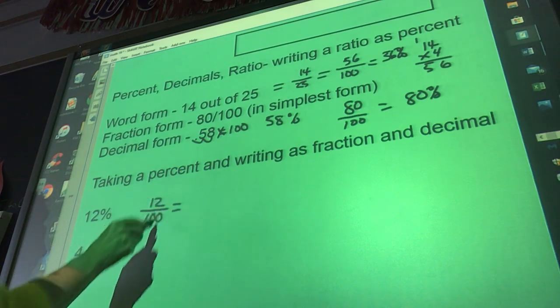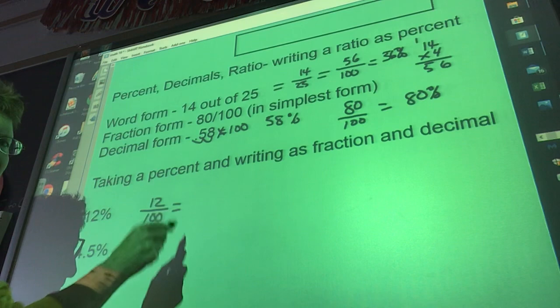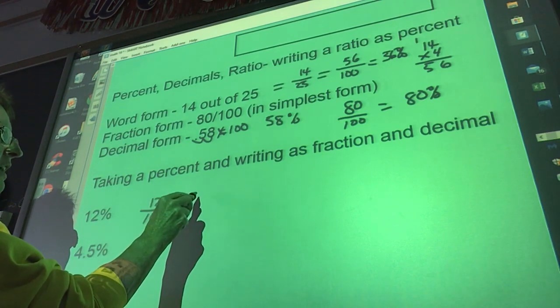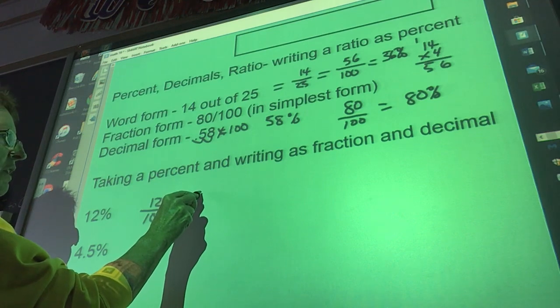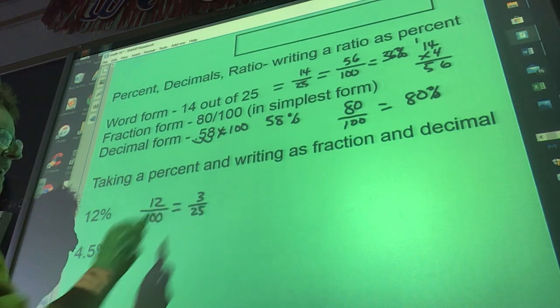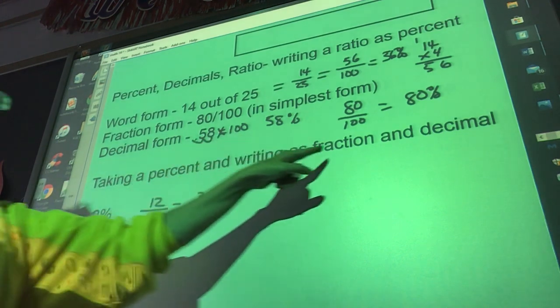So I'm going to take the top number and divide it by the same number as I divide the bottom number, and I know that 4 goes into both of these. So 4 goes into 12 3 times, 4 goes into 100 25 times. So that is the answer in the fraction form.